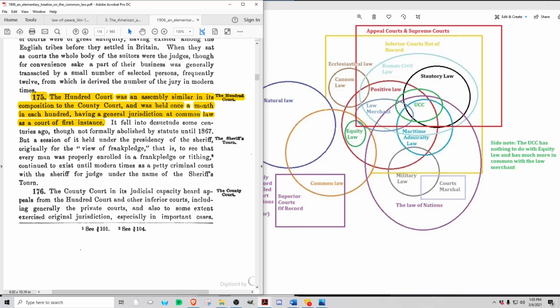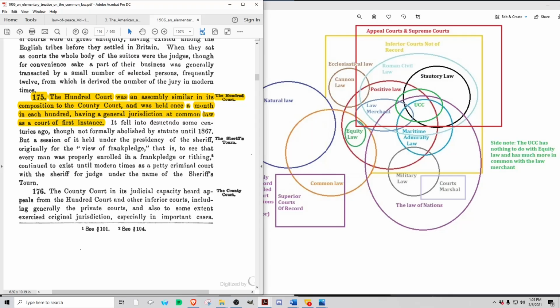Okay, having a general jurisdiction at common law as a court of first instance, meaning you bring everything there. It fell into desuetude some centuries ago. Not really. Honestly, it wasn't. It didn't fall into desuetude. William the Conqueror destroyed it because people had local rule, and tyrants don't like that. So anyway, I digress.